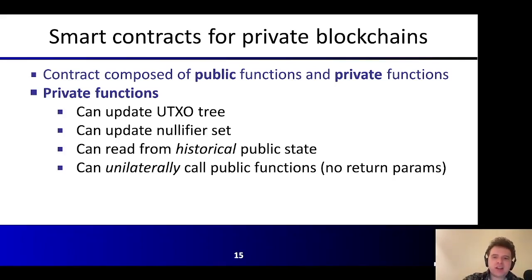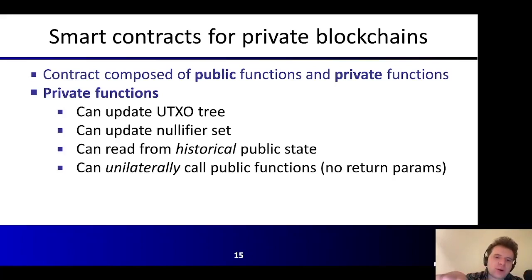The idea is that when you're constructing this proof of function execution, one of the public inputs to your proof is going to be the state root that you're using for your state record, and that state root is allowed to be a historical state root. It doesn't have to be the state root that exists when the transaction is mined, because that's an unreasonable expectation, because that state root will constantly be changing.